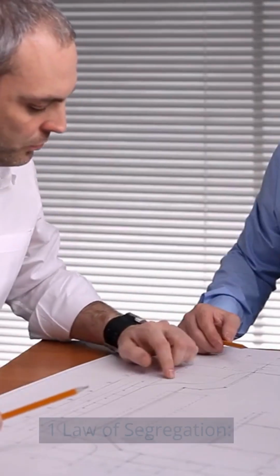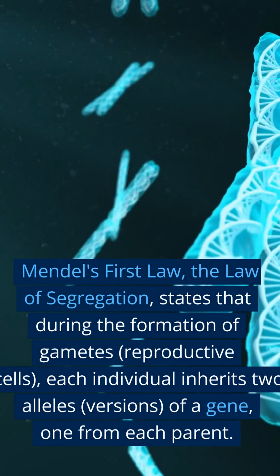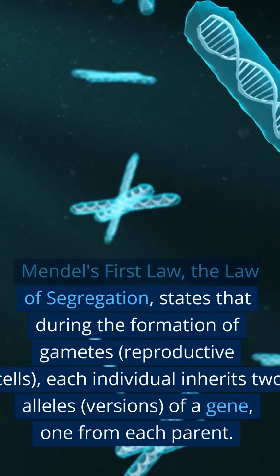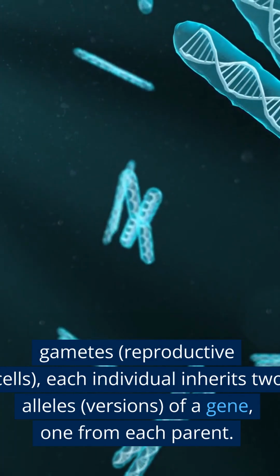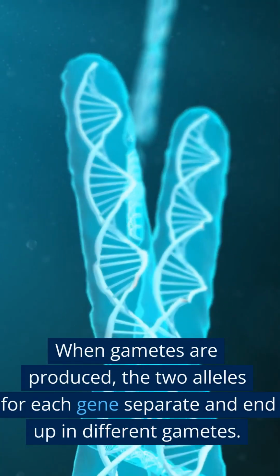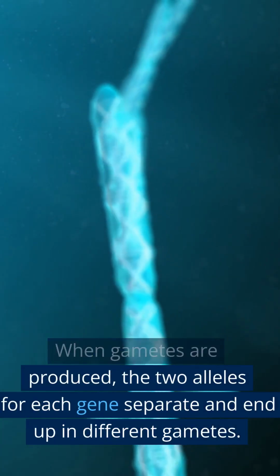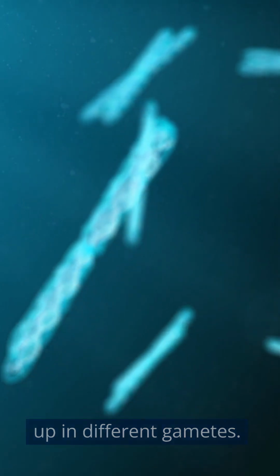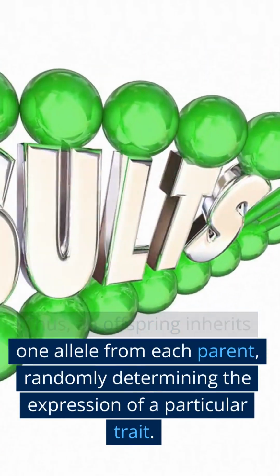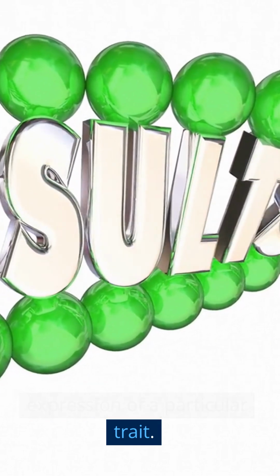1. Law of segregation. Mendel's first law, the law of segregation, states that during the formation of gametes, reproductive cells, each individual inherits two alleles, versions, of a gene, one from each parent. When gametes are produced, the two alleles for each gene separate and end up in different gametes. Thus, an offspring inherits one allele from each parent, randomly determining the expression of a particular trait.